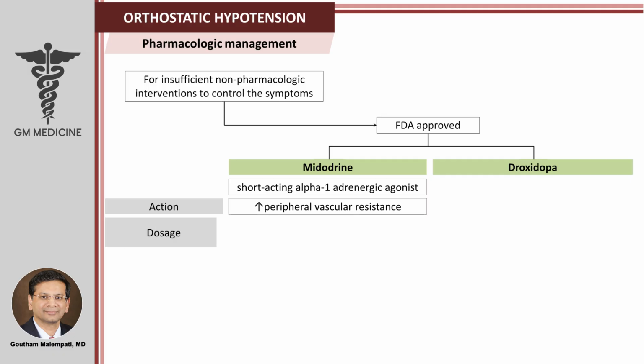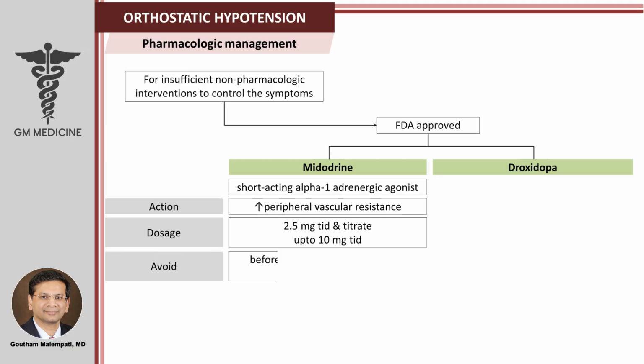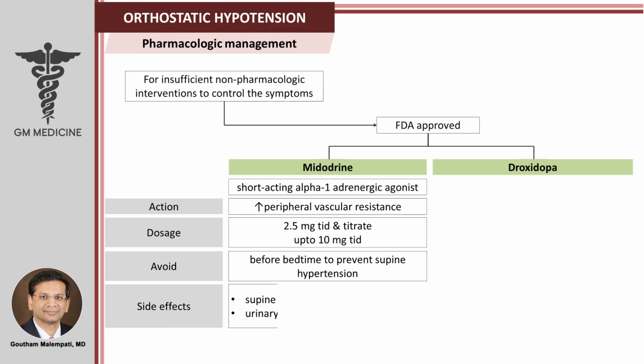It is started at a dose of 2.5 milligrams 3 times per day and titrated up to 10 milligrams 3 times per day. It should be avoided before bedtime to prevent supine hypertension. Major side effects include supine hypertension and urinary retention.